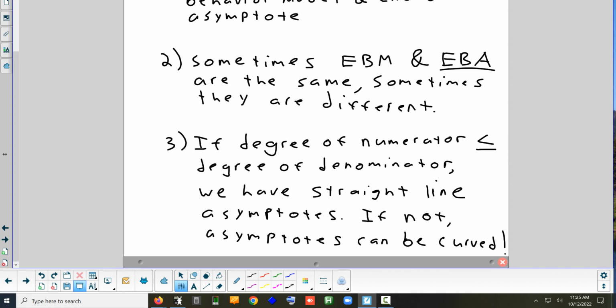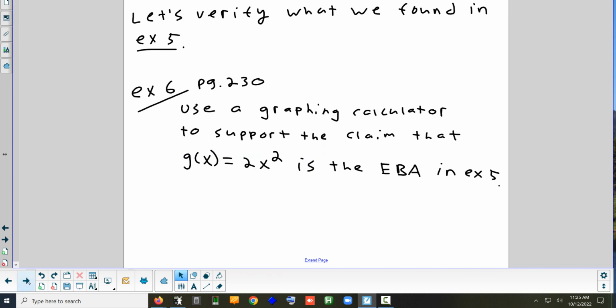So we're going to start by looking at that problem we were just working with, because we already did the work and we found the end behavior asymptote. And I'm going to show you that it is actually an asymptote. So we're going to take the problem we just had. I'm going to go back to it, type it in, and graph the EBA. And let's see how it looks.